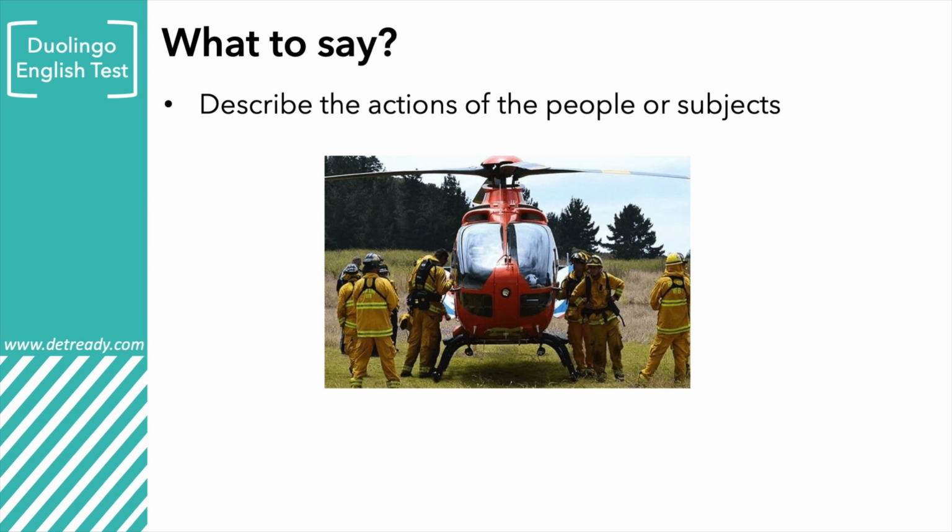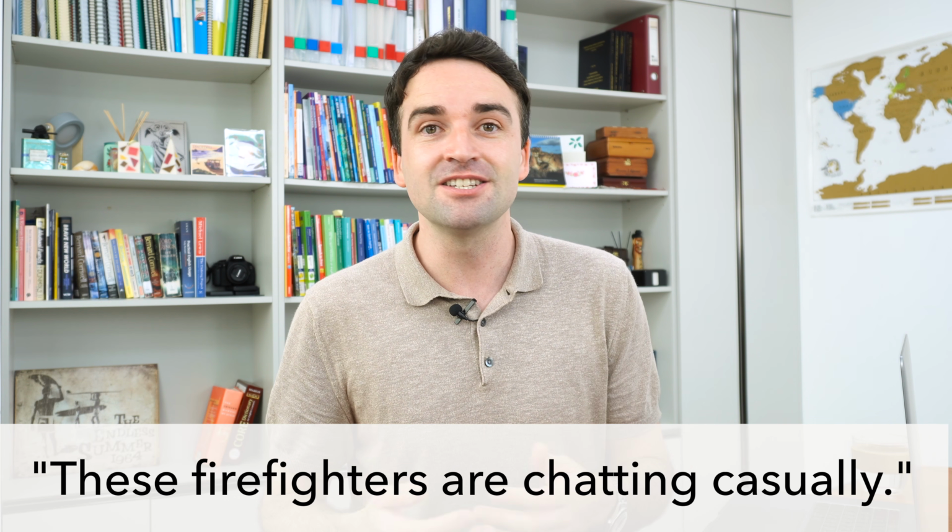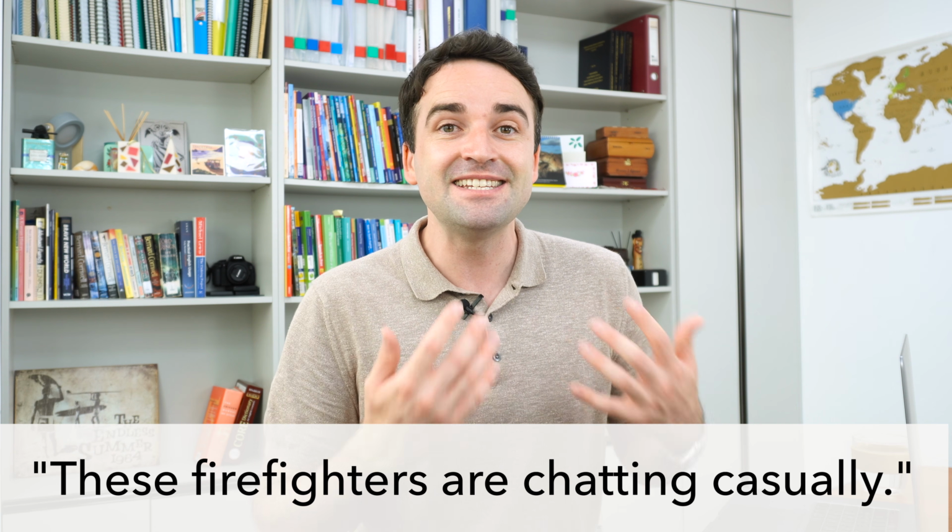Okay, so to go into detail, you can talk about the actions of the people or the subjects in the photo. Basically, what are they doing? A few of the firefighters are chatting casually, while the others are taking some items out of the helicopter. So if your photo has a group of people, or just one person, or an animal, or anything living, anything that can move, then you can describe the actions of that main subject. In my opinion, this is an easy thing to talk about because you just use action verbs with the present continuous. Just like I did. I said, these firefighters are chatting casually. I think this is an easy way to add detail to your photo description. But it's not the only way.